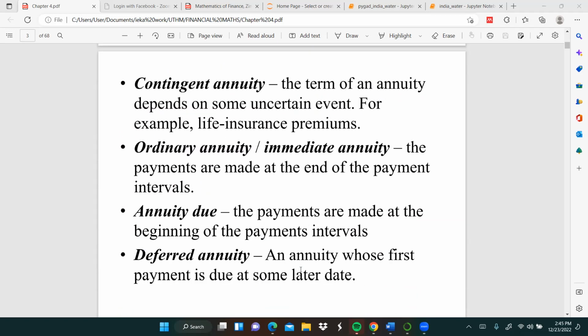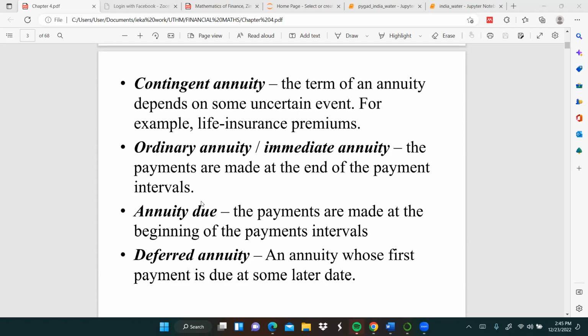Next, we have contingent annuity. The contingent annuity is the term of an annuity depends on some certain event. For example, life insurance premiums. Okay, then we have ordinary annuity, or also called immediate annuity. The payments are made at the end of the payment intervals.